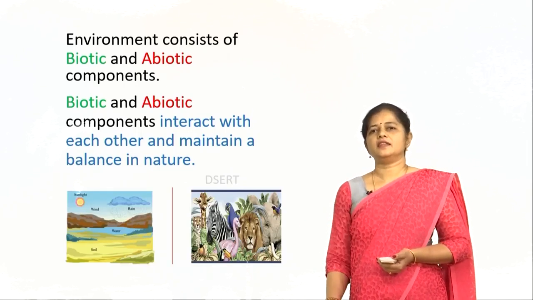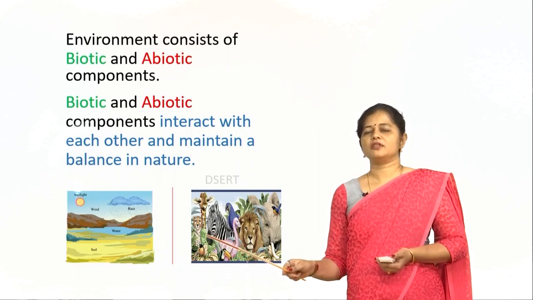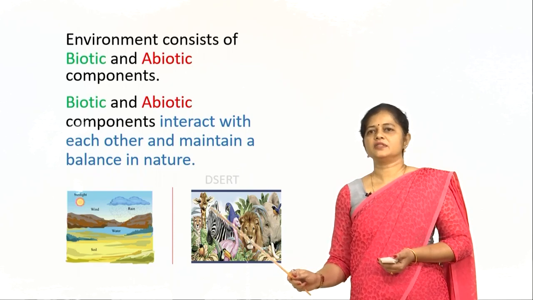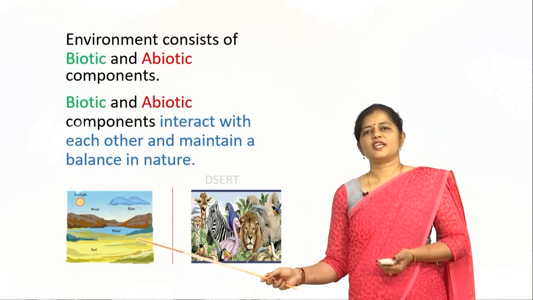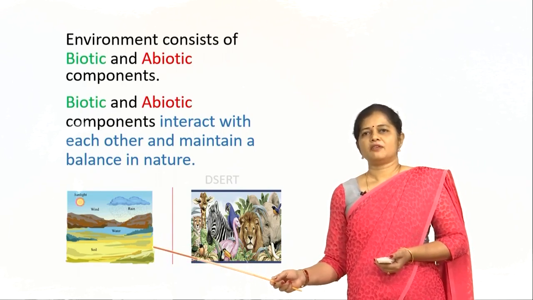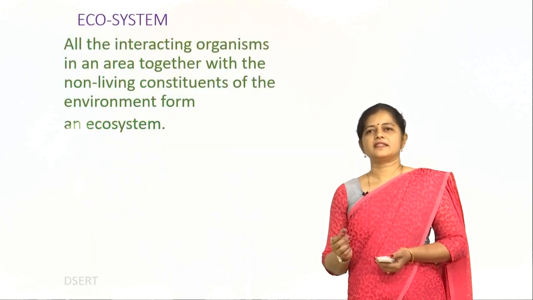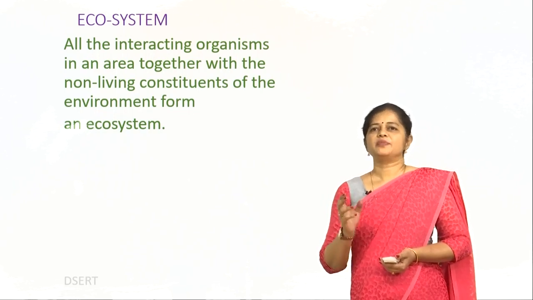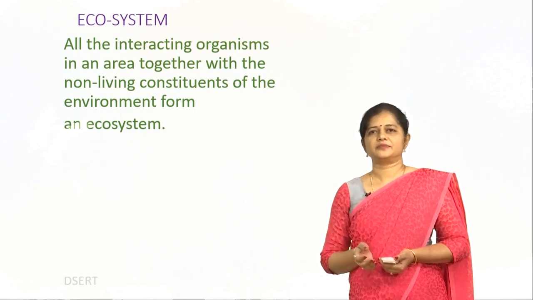So you can see here, there are two components. So these components are the biotic components which comprise of the living organisms, including the plants and the animals. And coming to the other side, you can see the abiotic components. So these are the abiotic components and these are the biotic components. Now let's see what is an ecosystem. An ecosystem is the interaction between the living and the non-living constituents of the environment.